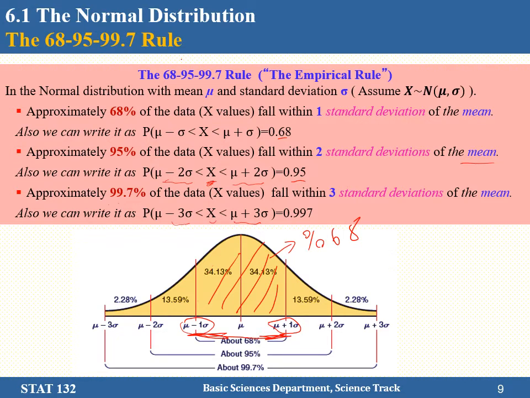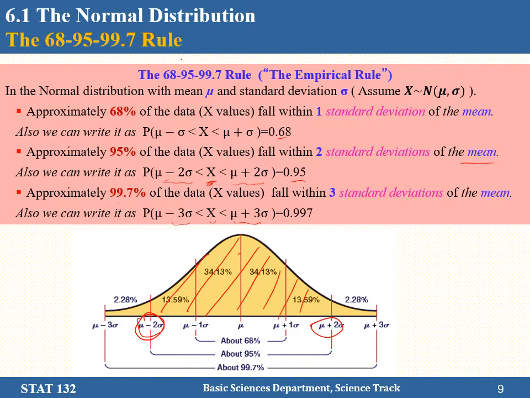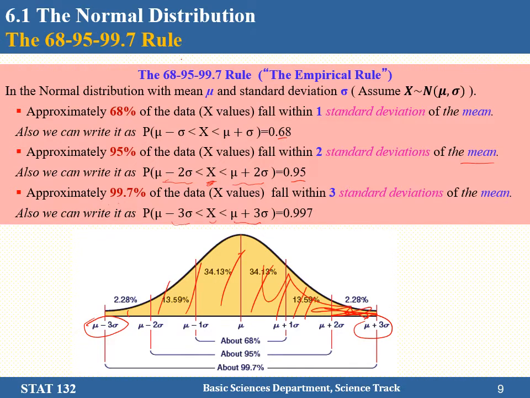And in the same way, when you look at the area between mu minus 2 sigma and mu plus 2 sigma, this part becomes 0.95. And when you look at the area under the curve between mu minus 3 sigma and mu plus 3 sigma, this whole area becomes 0.997. And you can ask where these numbers come from. If you do the calculations, you will get them.